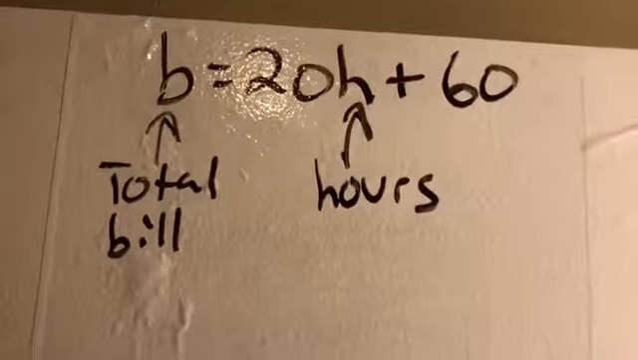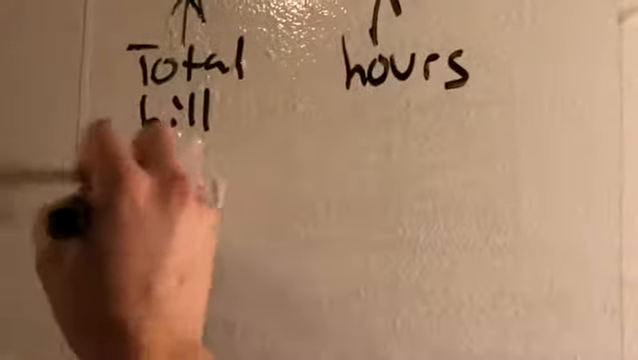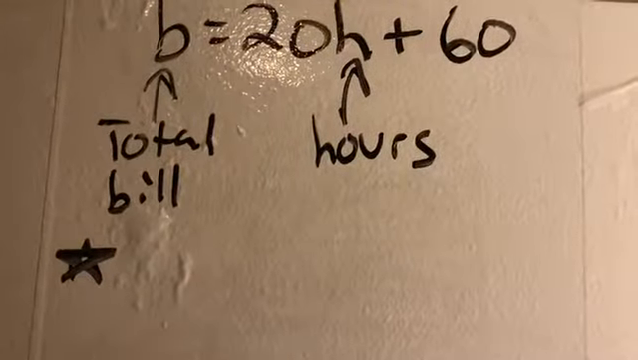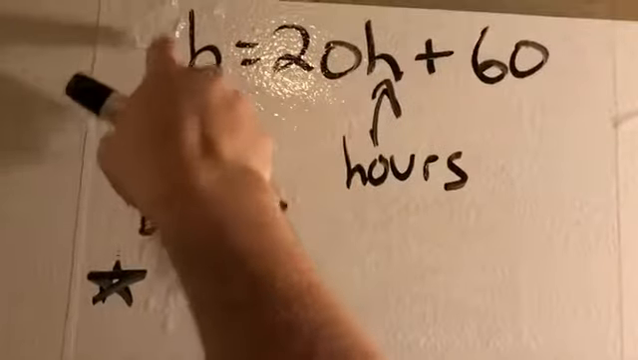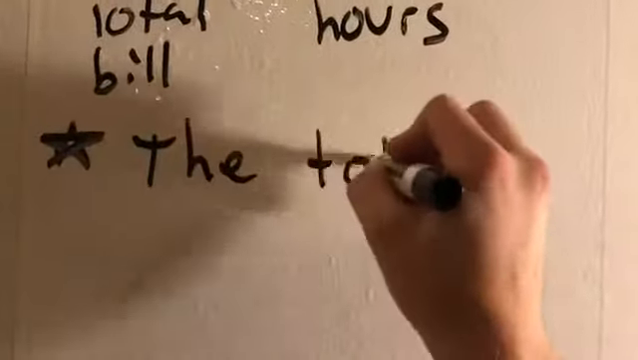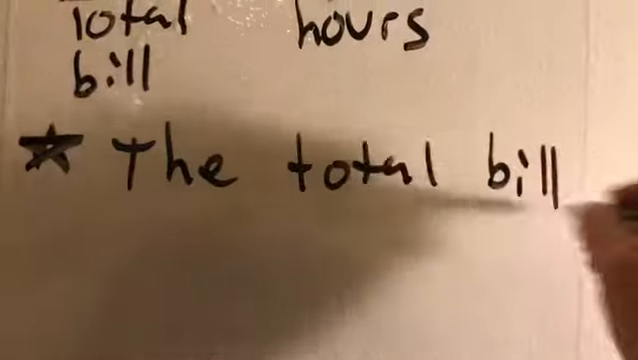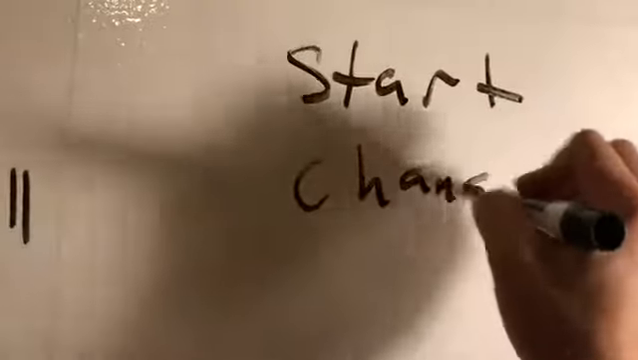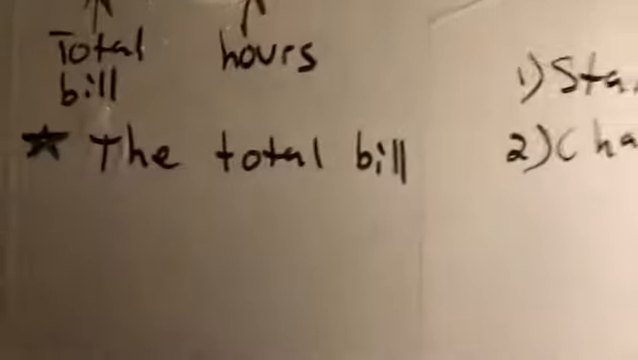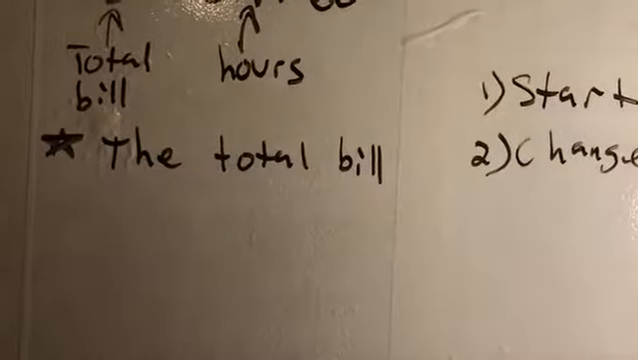Now that we have our variables labeled, we can start our sentence. The sentence always begins with this alone variable. Whatever variable's alone, that idea is the start of the sentence. The total bill. And now, like all good sentences, you need to tell me, how does the total bill start and how does the total bill change? Those are always the two ideas you're looking for in a good sentence. How does it start? How does it change?